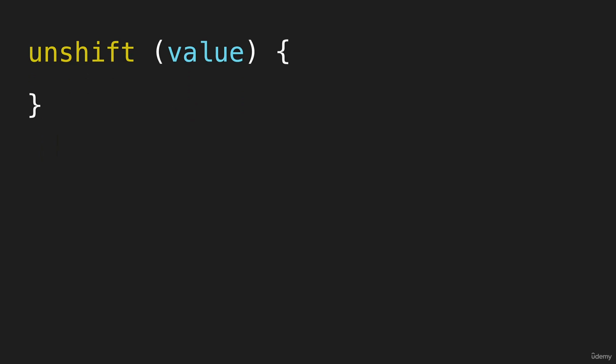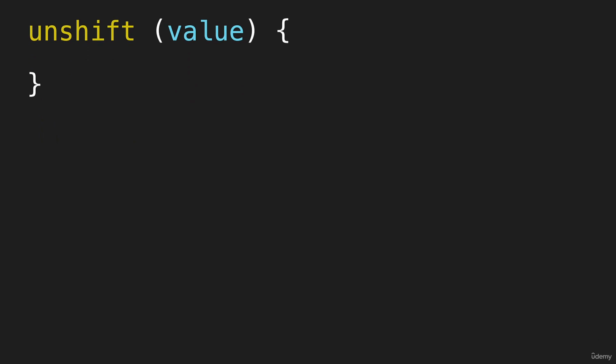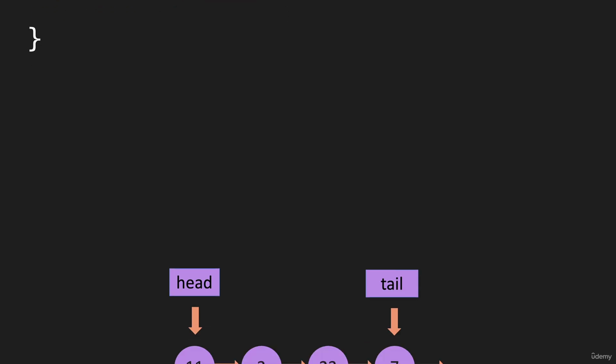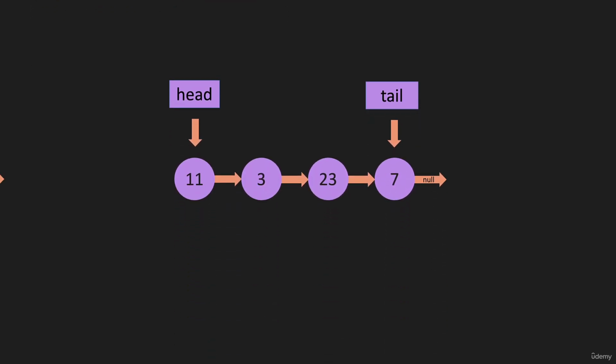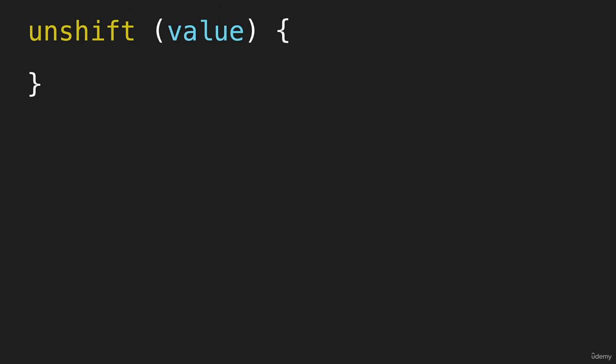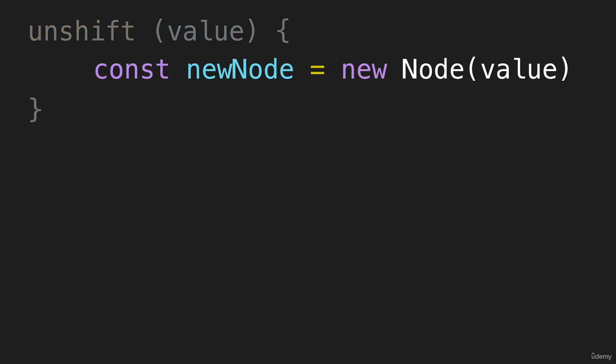So we're going to start it out like this. It's Unshift. We're going to pass it a value. And the first step with Unshift is that we need to create that node. So let's do this, and that'll create that new node that we're going to use.